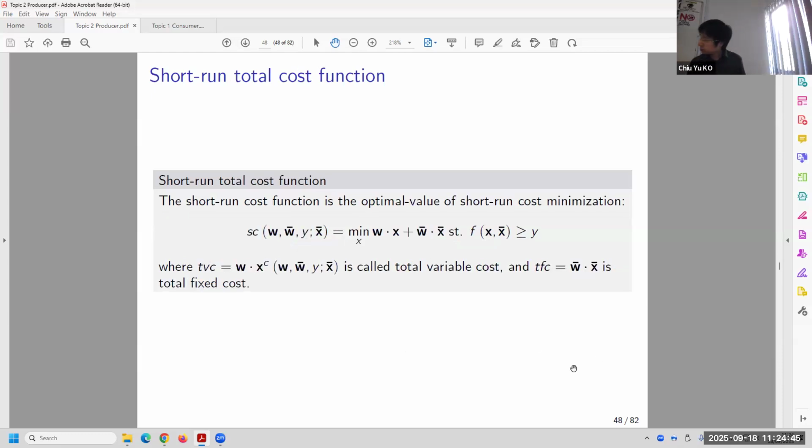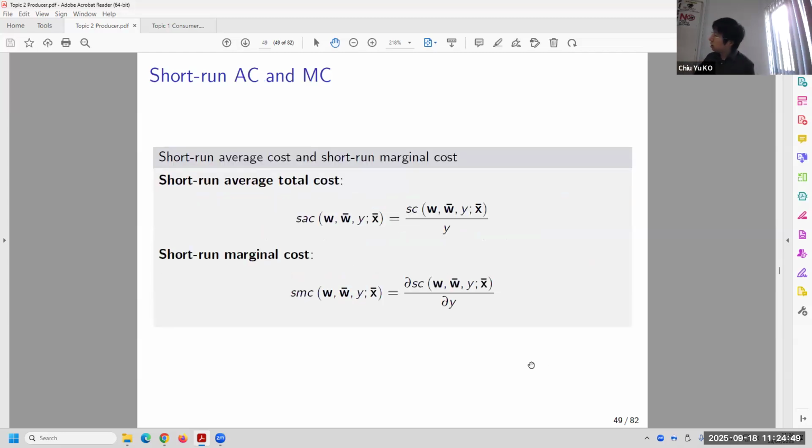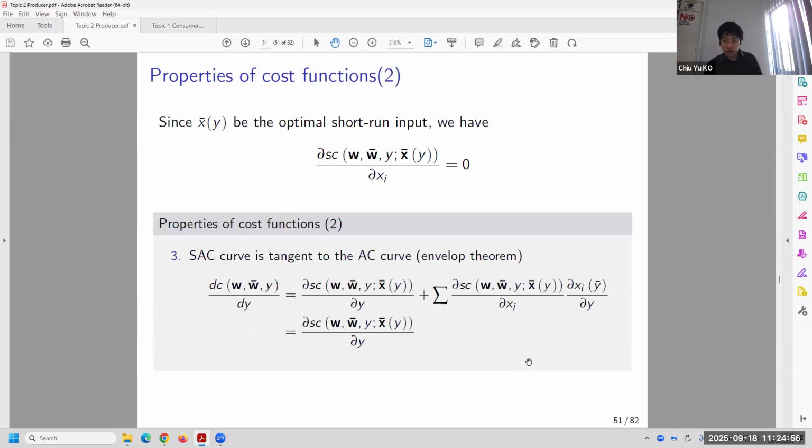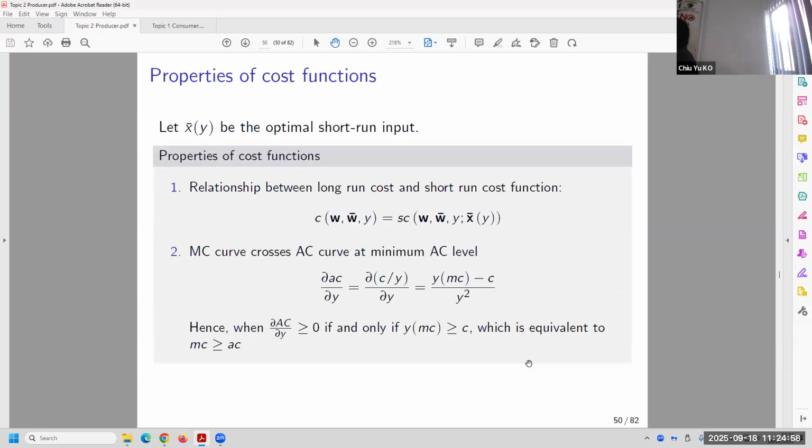But here is a short run cost problem, and there's something similar. I'm not going to talk about that. There's one more. There's a math property you learn. This one. Let me draw a picture on that.